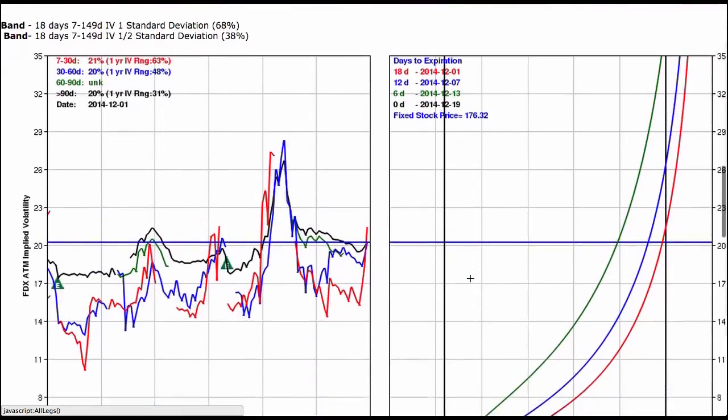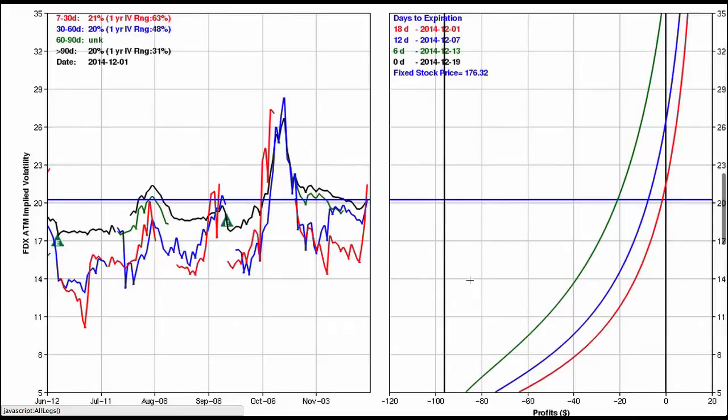All right, a couple other things I want to show you are these two charts below the risk graph. This is a chart of the implied volatility, an average implied volatility of options. The red is the short-term options, 7 to 30 days. The blue is the 30 to 60 day. The green is 60 to 90 day volatility. And then greater than 90 days is shown in black.